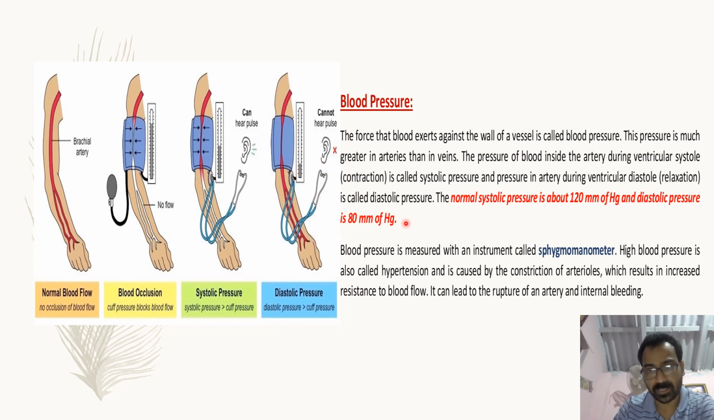So normal systolic and diastolic pressure is 120 by 80. It is normal. Any aberration in this value is not a good thing. If it is high, then hypertension is there. If it is low, then low pressure is there. It should be avoided and it should be controlled.